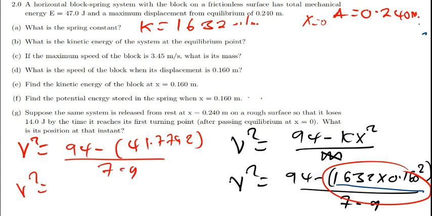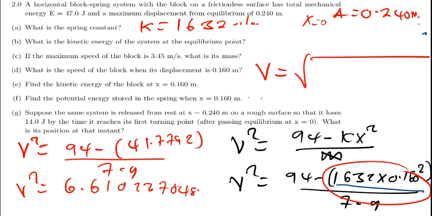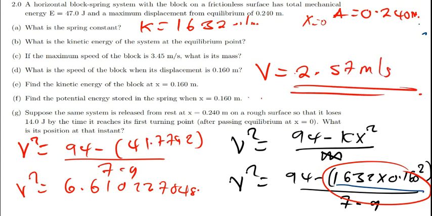So I'm getting 6.6, 1022784. Now I need to get the square root. So if I get the square root of that, I should be able to get 2.5. So my velocity is 2.57 meters per second. That is my velocity. Okay, that is it for part D.